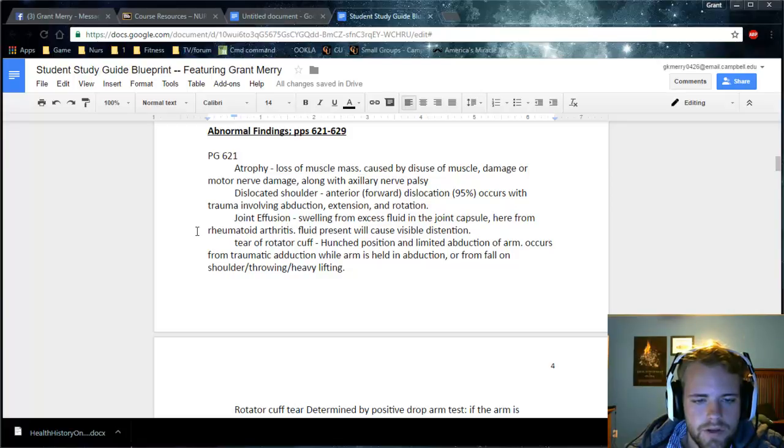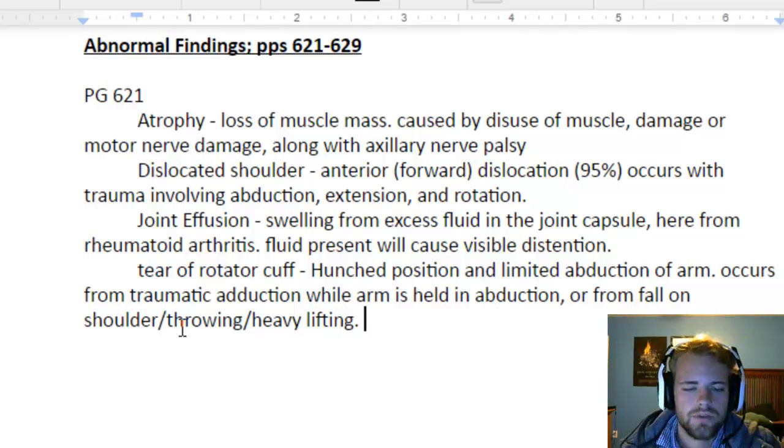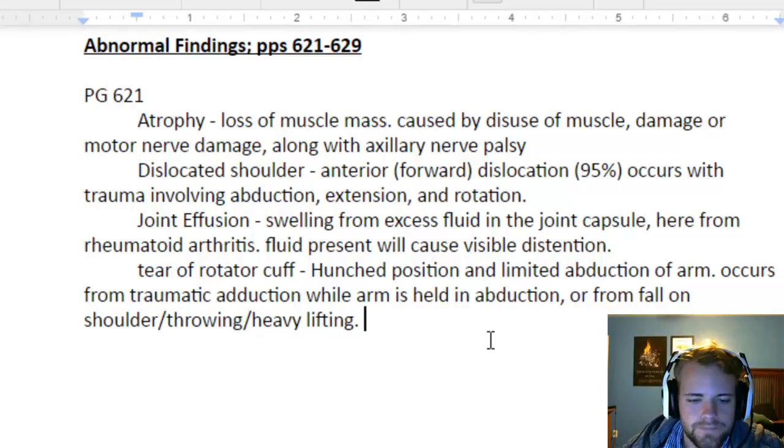So a common cause is rheumatoid arthritis, an inherited disease. Fluid present will cause visible distension. Next we have a tear in the rotator cuff. Hunched position with limited abduction of the arm occurs from traumatic abduction while the arm is held in abduction, or from a fall on the shoulder, throwing, heavy lifting.